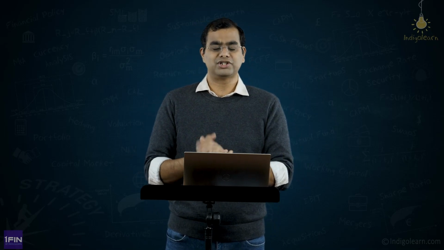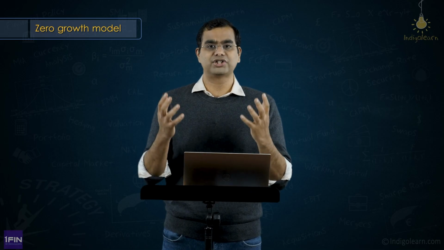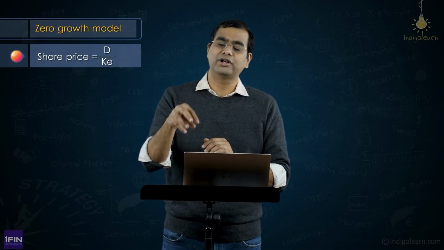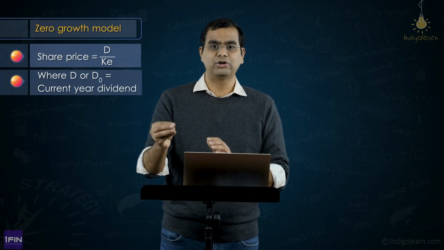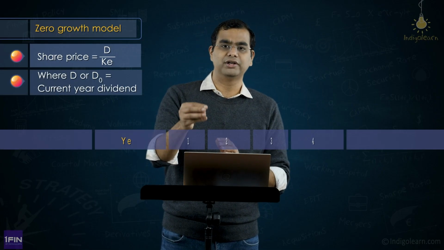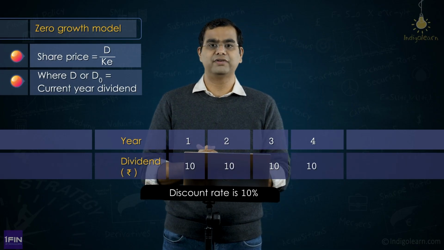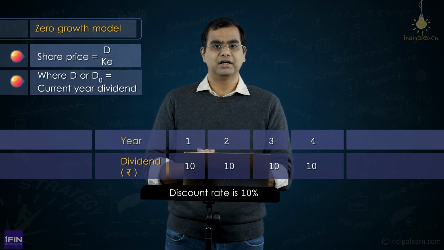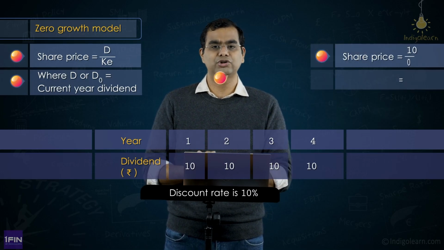So friends, now we have seen the first model, which is the zero growth model, in which we have seen the formula: price of a share is D by KE. D is the dividend of the current year, or you can call it D0. We have seen the example where the first year dividend is 10 rupees, and then next year it keeps on being the same amount, 10, 10, 10, 10, and then we did the sum of an infinite GP, and computed the price of the share as 10 rupees by 10%, which basically gives you 100 rupees.